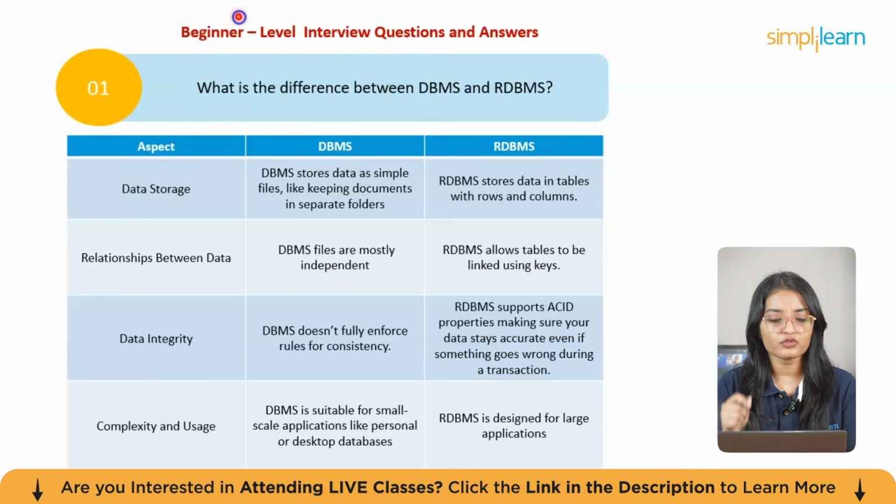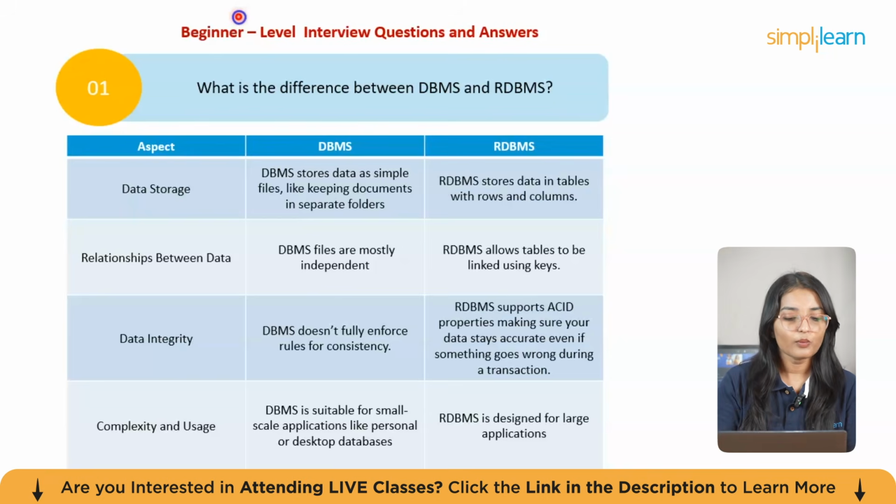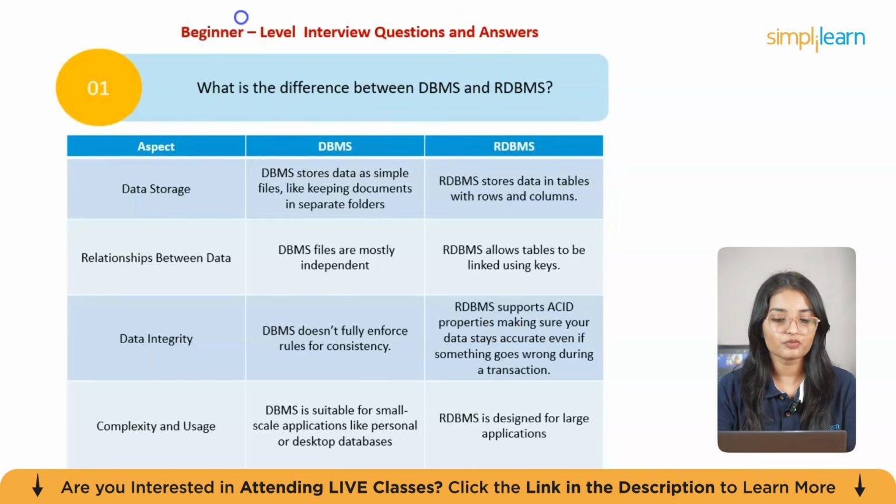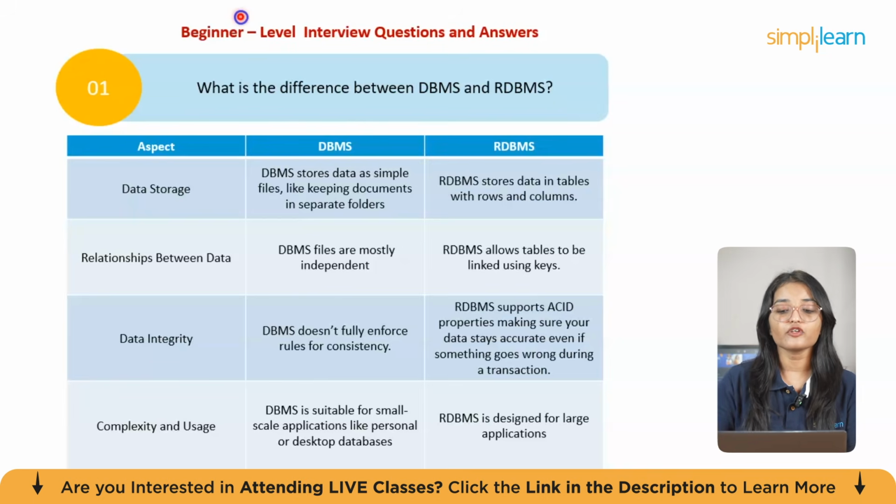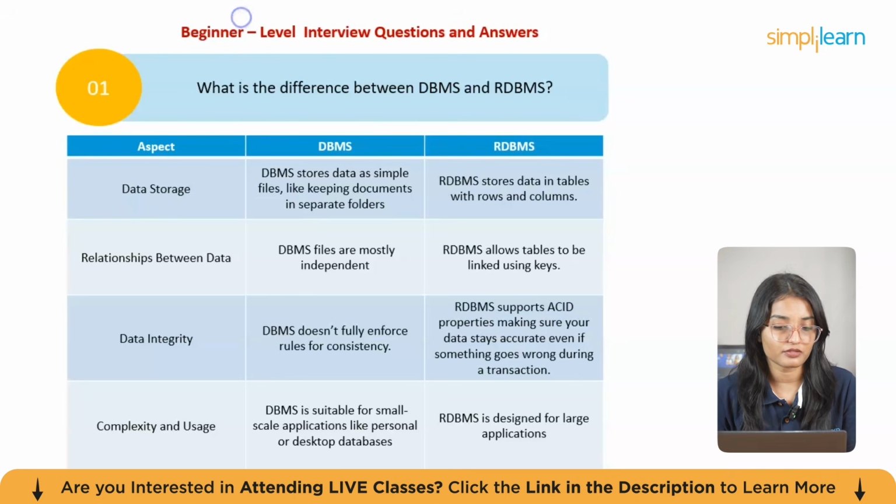Next is data integrity. DBMS doesn't fully enforce rules for consistency, whereas RDBMS supports ACID properties, making sure your data stays accurate even if something goes wrong during a transaction. Now, talking about ACID properties, I'll explain that later. Next, we have complexity and usage. DBMS is suitable for small-scale applications like personal or desktop databases. Now, if we talk about RDBMS, it is designed for large applications.